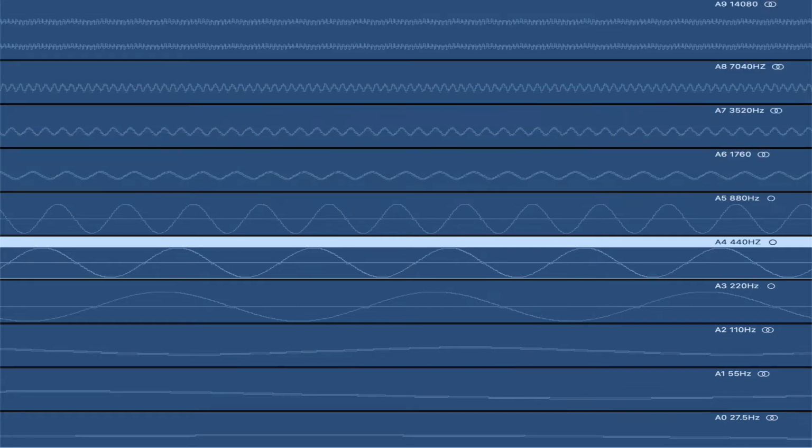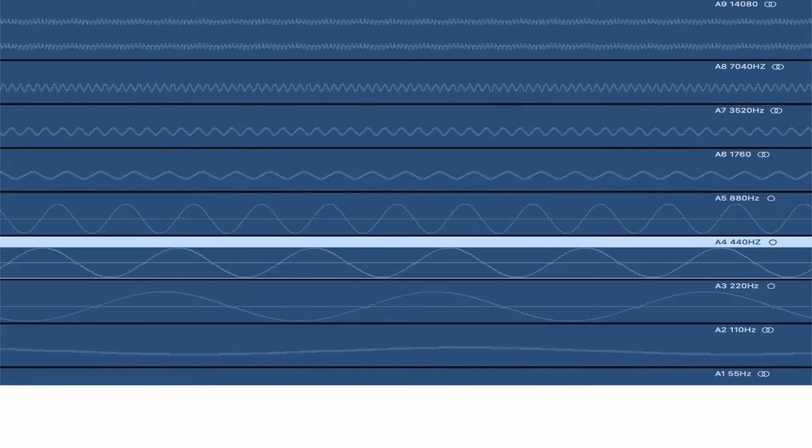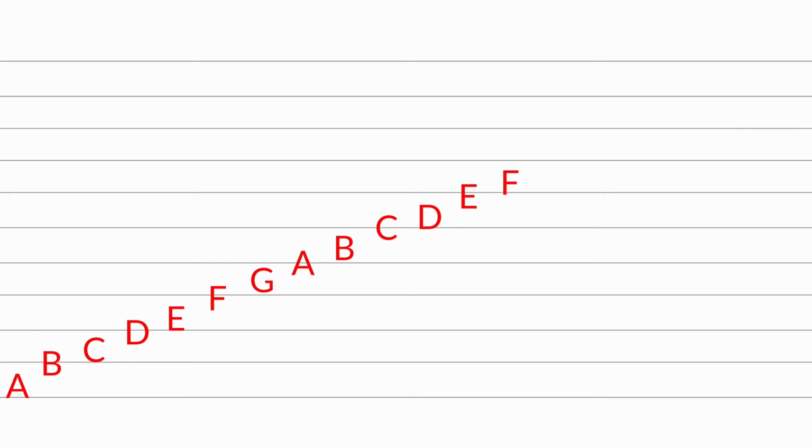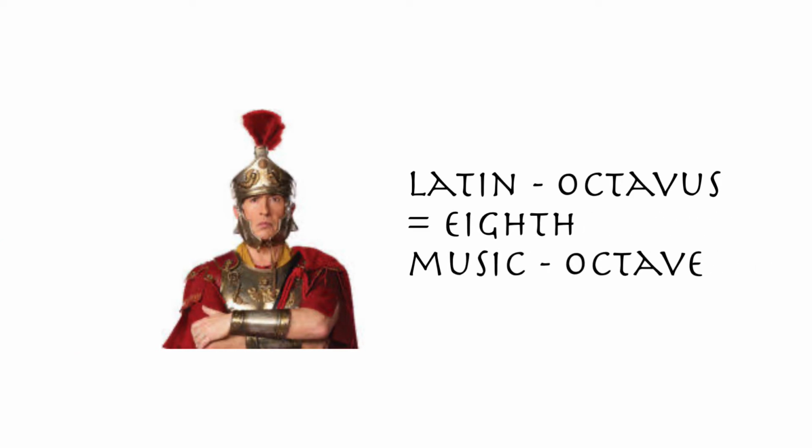The numbers go lower as the frequencies go lower, and higher as the frequencies go higher. So, from the highest A we can hear to the lowest we get. Next, we can divide the distance from one A to the next into 8 and use letters to name each note. A, B, C, D, E, F, G, A, B, C, D, E, F, G, etc. We call this distance from A to A an octave, from the Latin octavus, meaning eighth.